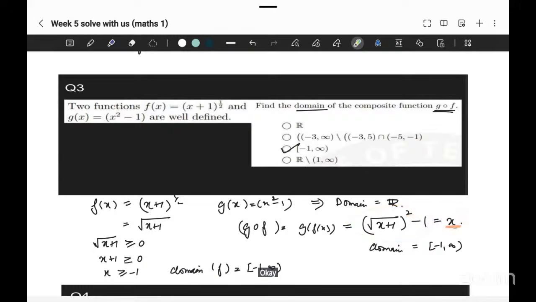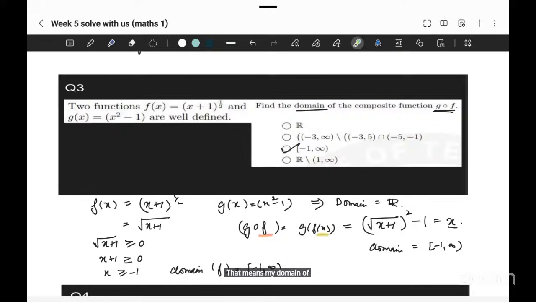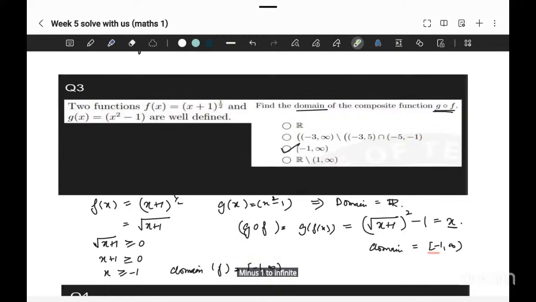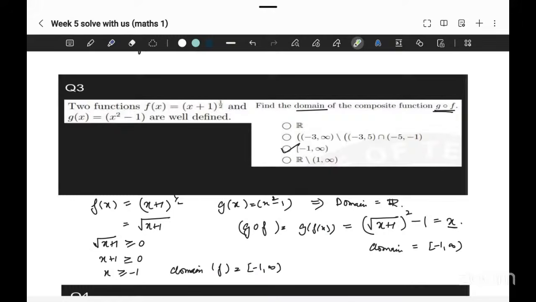So if this is x, that means my domain should be R. But in my g of f(x), my f(x) is also getting included, right? That means my domain of f should also be there. So I will be taking the intersection of both of these, that is the domain of g and the domain of f. Domain of g is the real numbers and f(x) is minus 1 to infinity. So what will be the intersection? It will be minus 1 to infinity. Yes, ma'am. So that will be my domain. Is this clear?